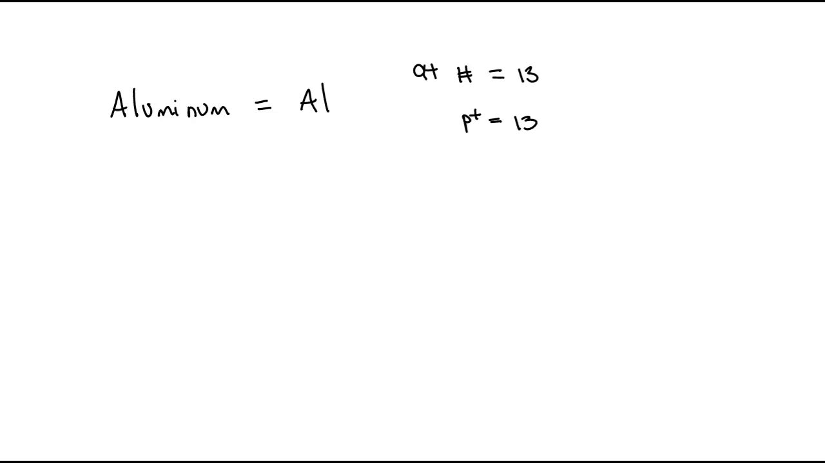Because atoms are neutral, meaning they don't have a charge, the number of electrons should also be 13. So when you add the positive charges and the negative charges, the overall charge will be 0. You don't want a charge for the atom. So you are going to assume the atom is neutral unless I give you information telling you otherwise. So atoms are neutral.